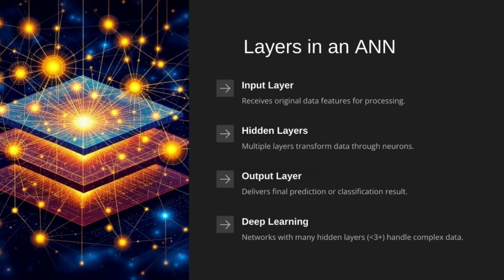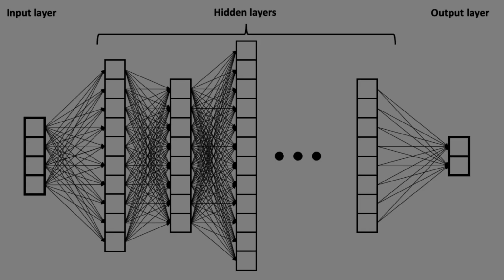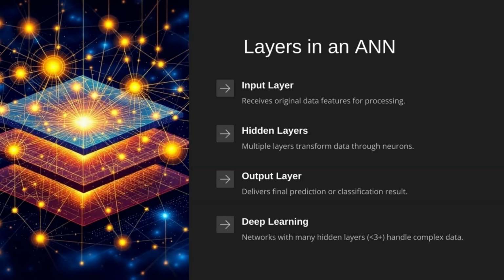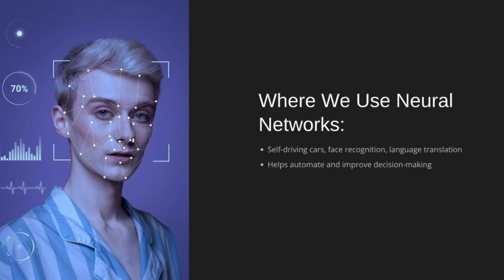Here's a quick look at the layers in an artificial neural network, or ANN. The input layer takes in the original data. The hidden layers process and transform this data through neurons. The output layer gives the final prediction or result. Deep learning involves many hidden layers, allowing the network to handle complex tasks.